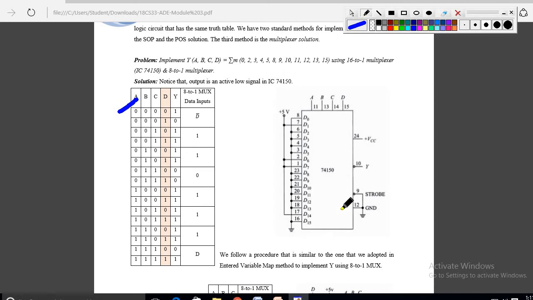Okay, and 9 will be the strobe, and 12 will always be ground, and 10 should be your output. If you are using 74150, the 10th pin should be your output, and the 24th pin of the 74150 should always be VCC. And the A, B, C, D control inputs you always have to give to pins 11, 13, 14, 15. This cannot be changed. These input pins are fixed. This pin configuration is fixed, it can't be changed.